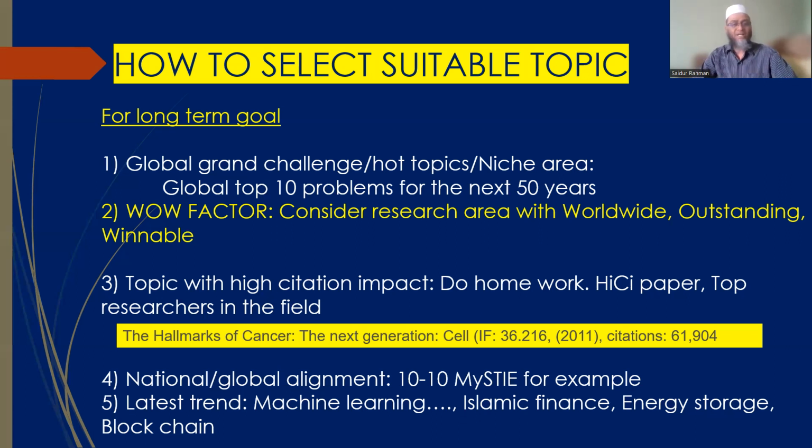Point number three: topic with high citation impact or academic impact. All over the world, we are very much aware of the academic reputation and ranking of universities. So citation impact is very relevant. It has quite heavy weightage, 20 to 30% in global ranking. So that's why citation impact is important. But it's not only about ranking. I think citation is an indicator of usefulness.